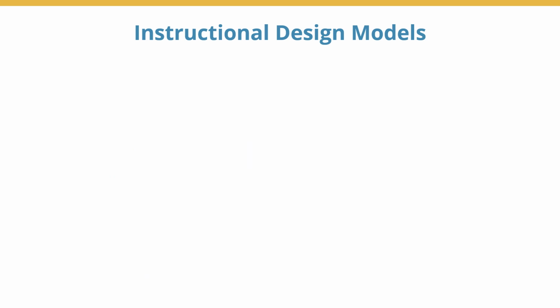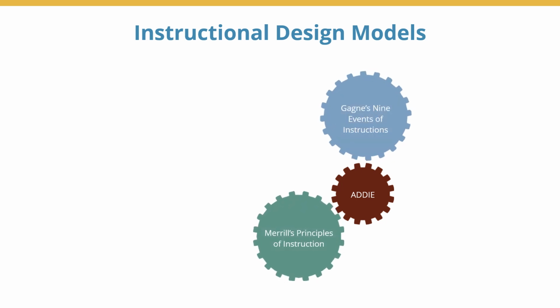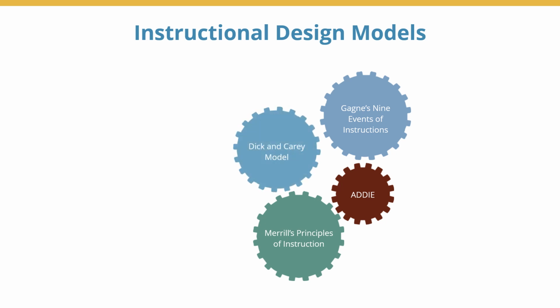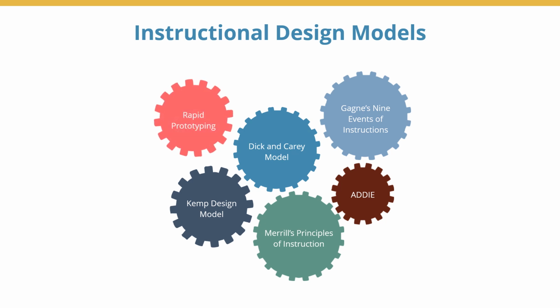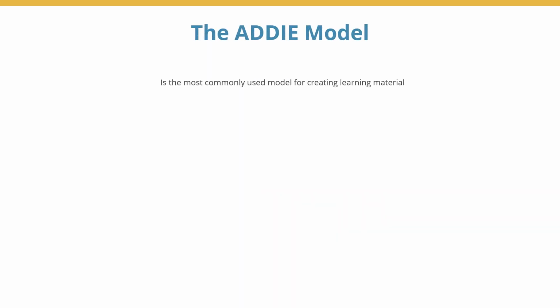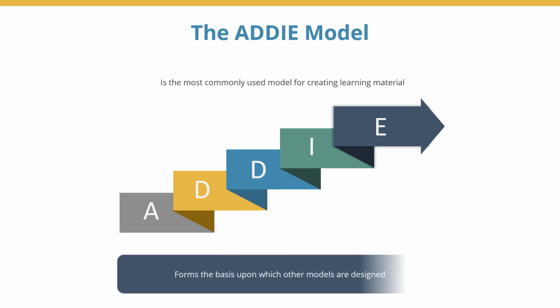Some of the popular models are ADDIE, Merrill's Principles of Instruction, Gagne's 9 Events of Instruction, Dick and Carey model, Kemp design model, and rapid prototyping. Among these, ADDIE is the most commonly used model for creating learning material. We will discuss the ADDIE model in detail as this model forms the basis upon which other models are designed.